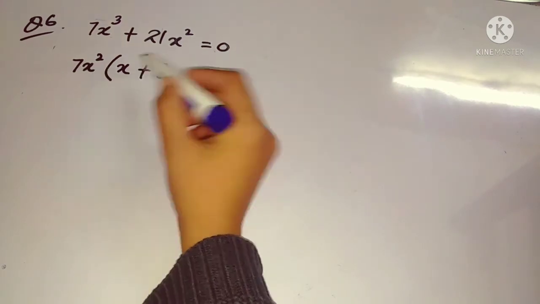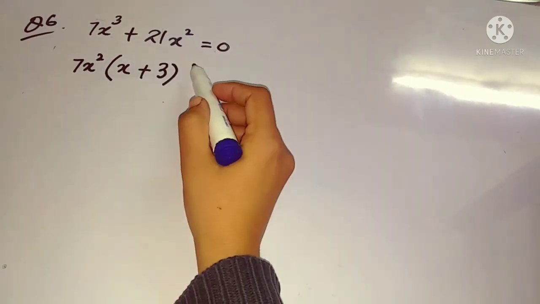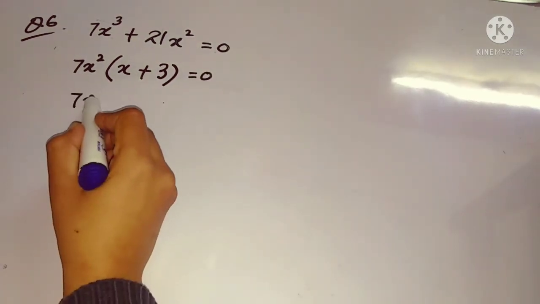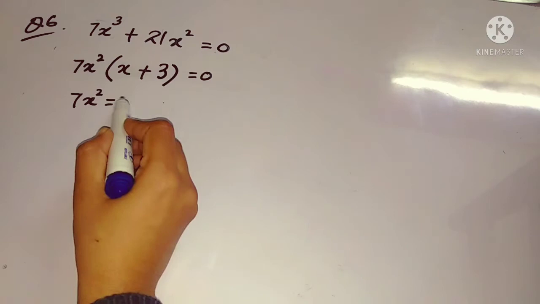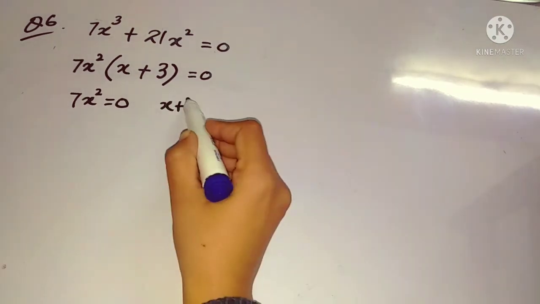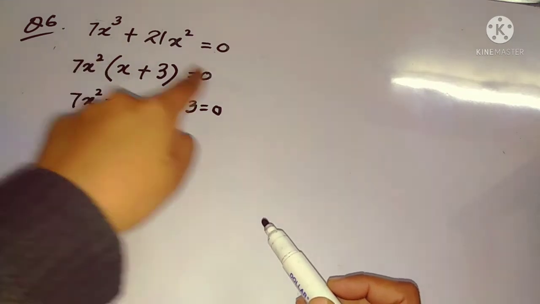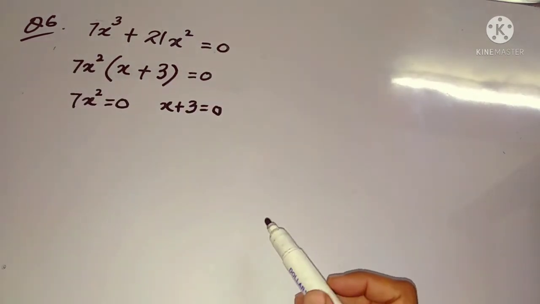You have taken x squared common, so just 3 will come over here. And they both are equal to 0. So it means that 7x squared is equal to 0 and x plus 3 is also equal to 0. These are two terms, so these two terms are equal to 0. So we can make them equal to 0 separately.